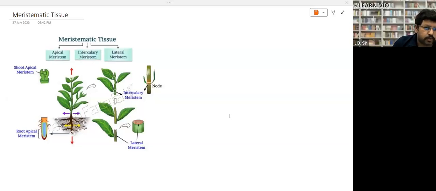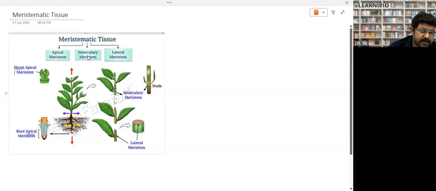Look, meristematic tissues keep on dividing. On the basis of their location, we have divided meristematic tissue into these categories. Apical meristematic tissue is found in the shoot apical meristem, so they are found in the apex part of the shoot, and in the root apical meristem. So they are found in both apexes, shoot apex and root apex, and they form the new parts. In the shoot apex, they keep on forming new leaves, buds, and flowers. And in the root apex, they keep on increasing the depth of the root.